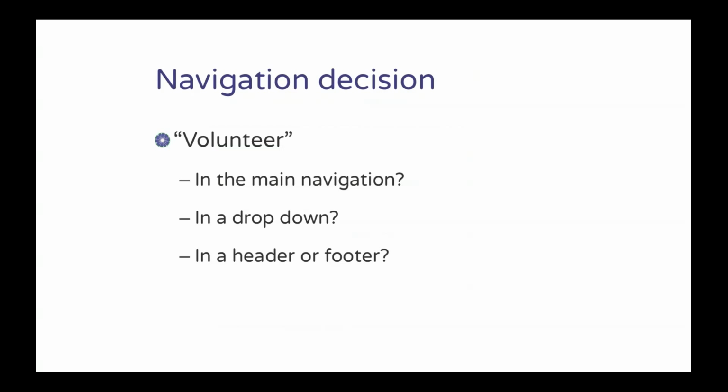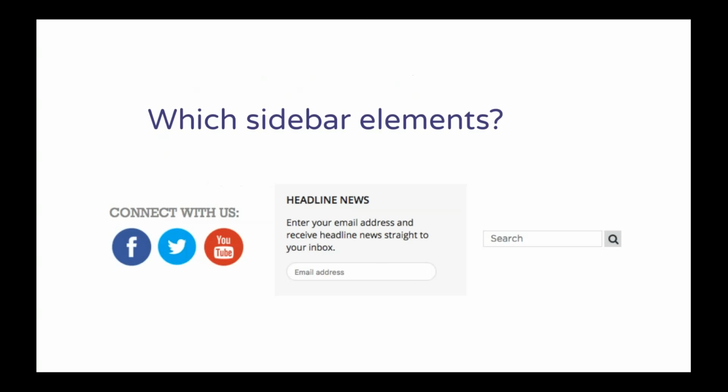So, there's debate. Does this belong in the main navigation or in a drop down from the navigation, or should this be put into a header or a footer? And then the last one is what should go in the sidebar? Should it be links to the organization's social networks? Should it be the email sign up or the search function? What makes the most sense to feature in the sidebar?